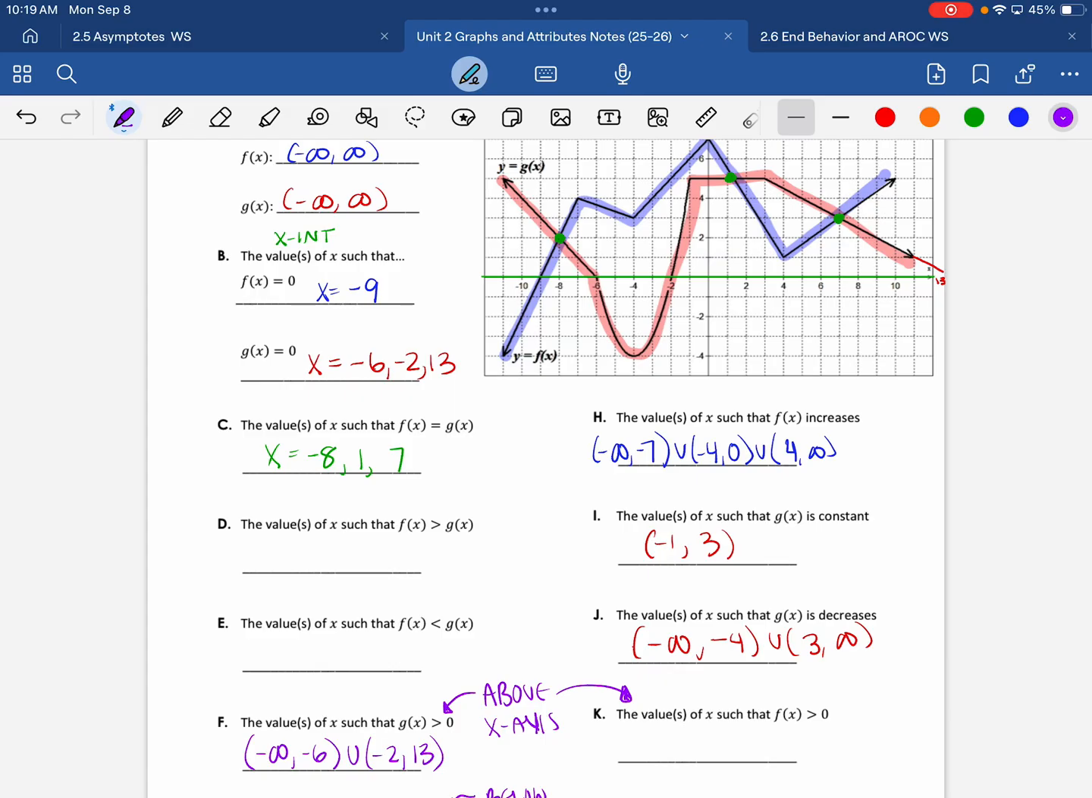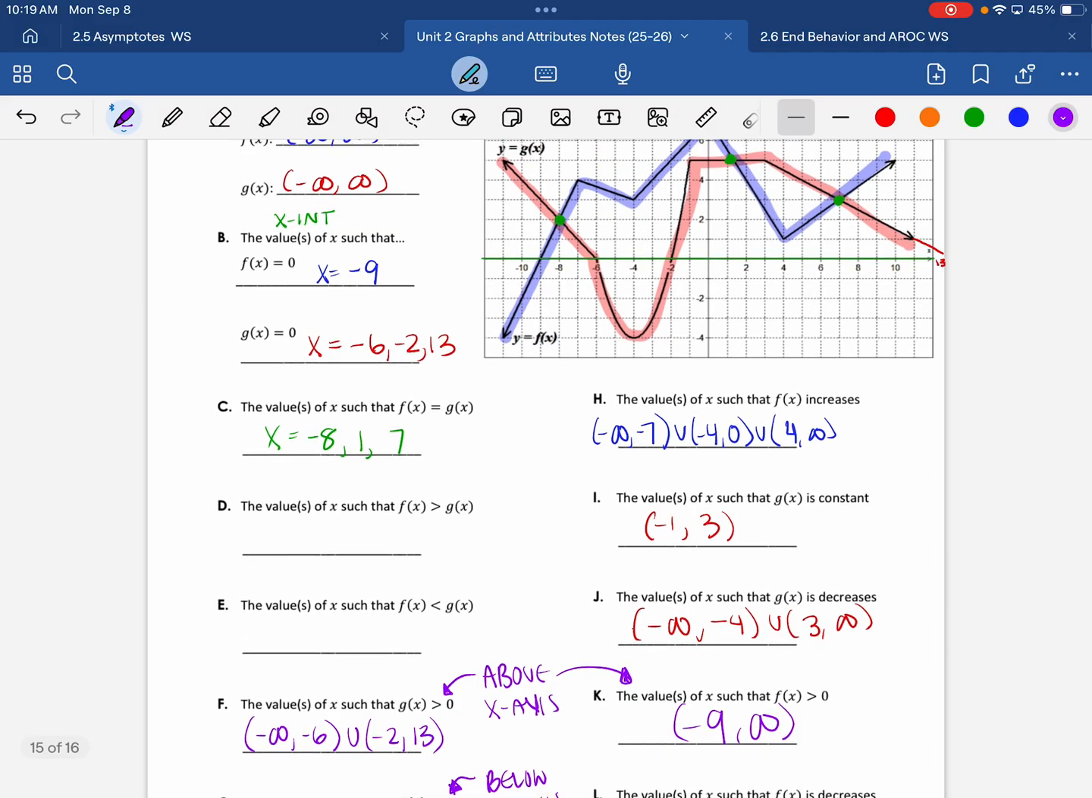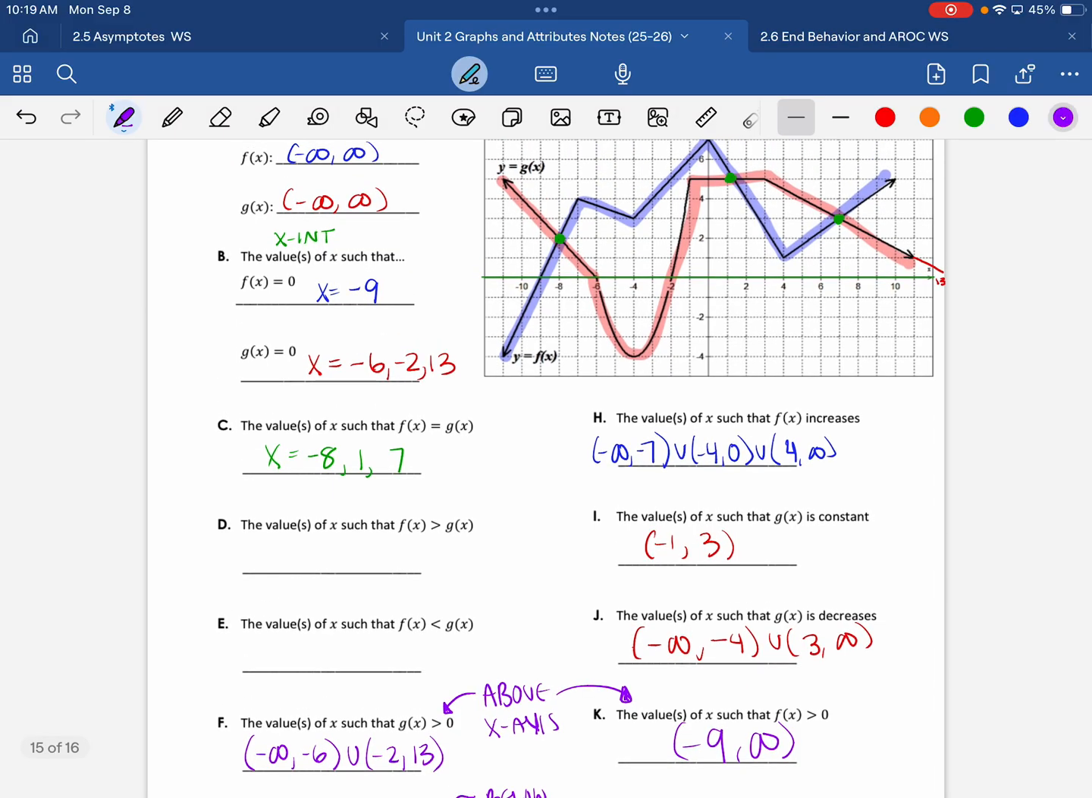So when is the blue function greater than 0? So we start off below the x-axis. When do you pop up above the x-axis? -9 all the way. Yes. So if we're talking about when f of x is below the x-axis, negative infinity to -9.